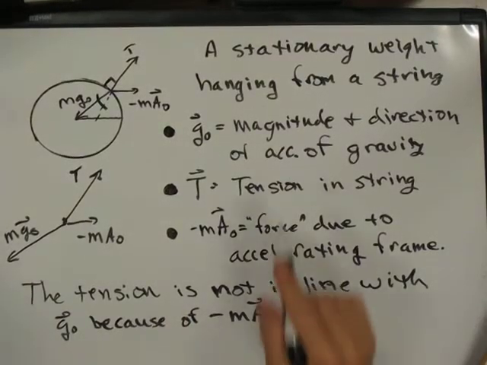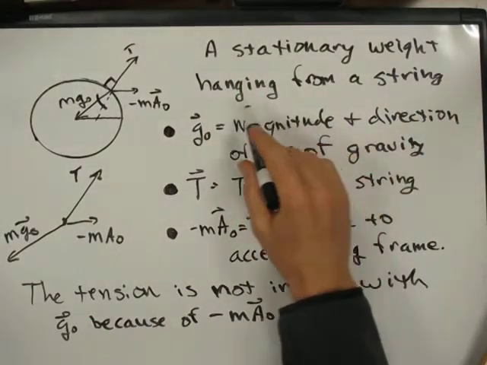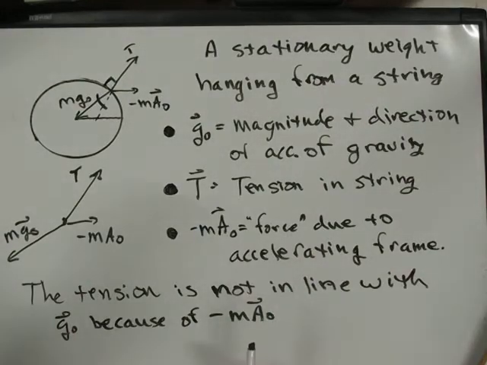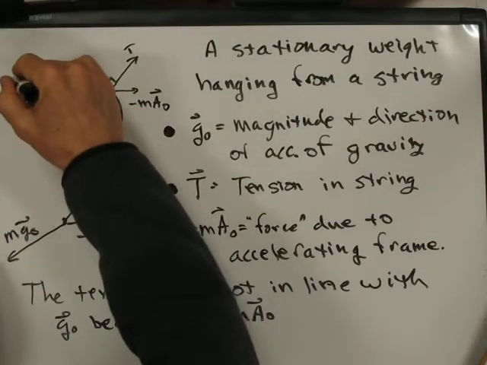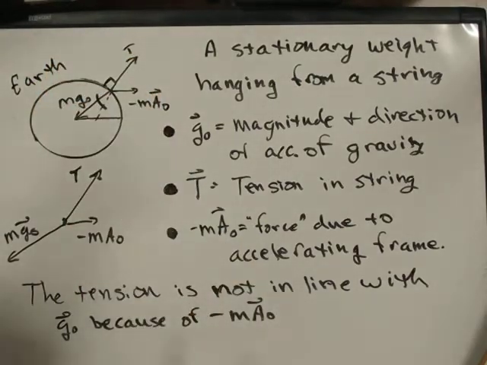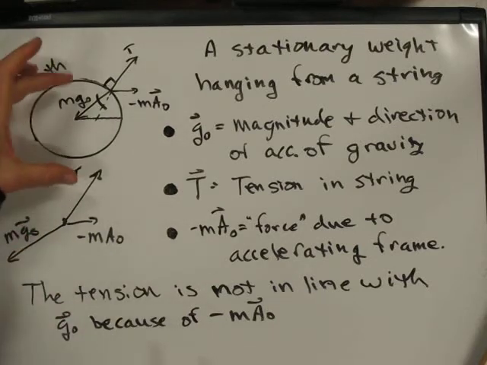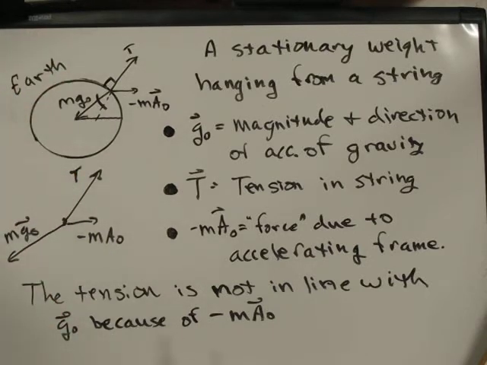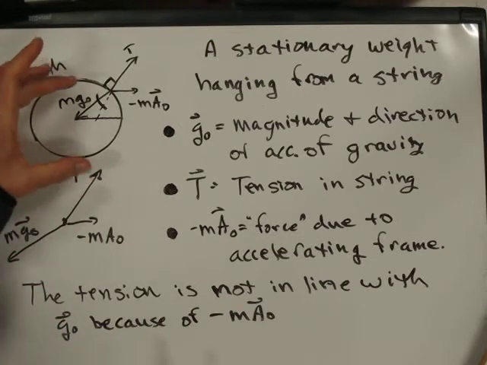So now we're going to look at the case of a weight hanging from a string, or a plumb bob. This is the Earth here, and this just looks like the example we were talking about a minute ago. I've intentionally drawn the Earth oblate. It looks like a squashed sphere, and I did that because that's how the Earth actually looks.